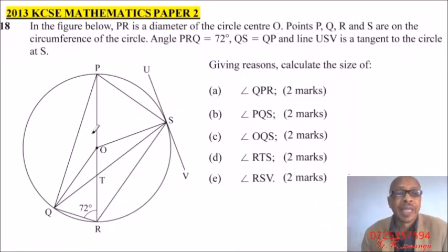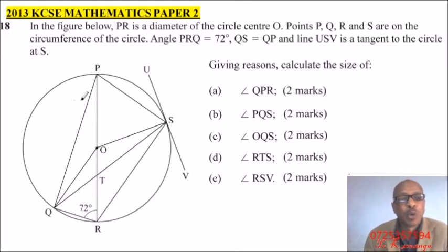This is question number 18, 2013 KCSE Mathematics Paper 2. It is from the Form 3 topics, chords and tangents. So the question says, in the figure below, PR is the diameter of the circle center O. So we have our PR here. P, Q, R and S are on the circumference of the circle.